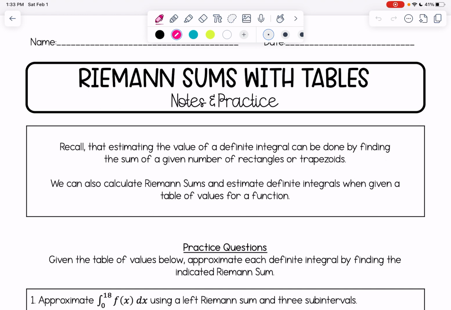In this lesson, we'll be learning how to calculate Riemann sums, but when we are given a table of values rather than a graph of the function. So let's recall that estimating the value of a definite integral can be done by finding the sum of a given number of rectangles or trapezoids. We can also calculate Riemann sums and estimate definite integrals when given a table of values for a function.